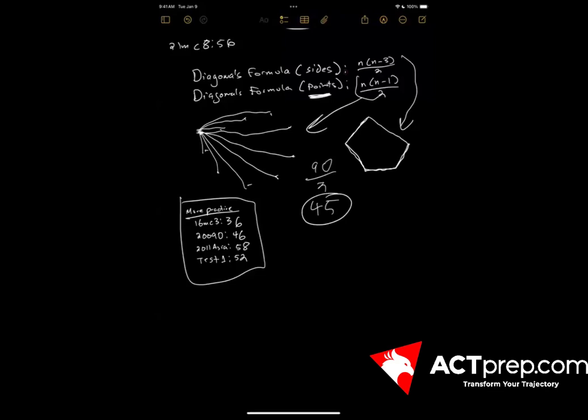The hard part is recognizing that you need the diagonals formula to be able to do it. And one last time, I recommend that you do these extra practice problems to expose you to some different scenarios where you're going to use those diagonals formulas. Hope this helps.